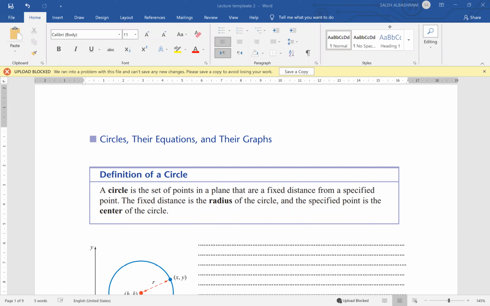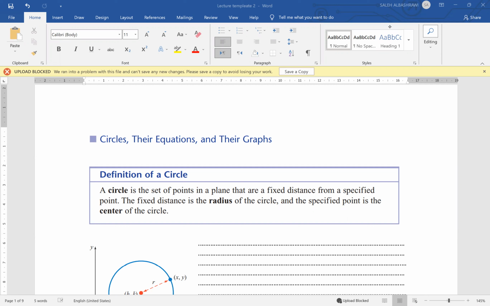Today we are going to speak about circles, their equations and their graphs. So in this part, we're going to speak about the definition of the circle, the standard form of the equation, and how to find the center and radius of the circle. Starting with the definition of a circle.